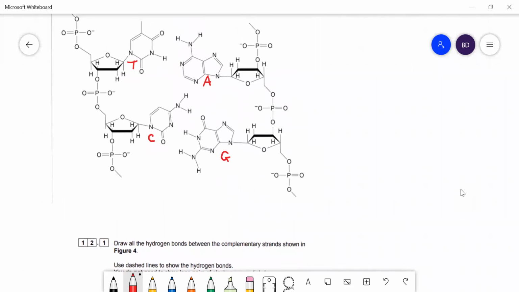So you've got one there. Remember the T and the A only form two hydrogen bonds per pair. So that hydrogen is going to go to the lone pair on that nitrogen. With G and C, you get three hydrogen bonds. The H on there goes to the lone pair on the oxygen on the carbonyl there. This H goes to the lone pair on the nitrogen, and this hydrogen goes to the lone pair on that carbonyl. Okay, so that's that there.